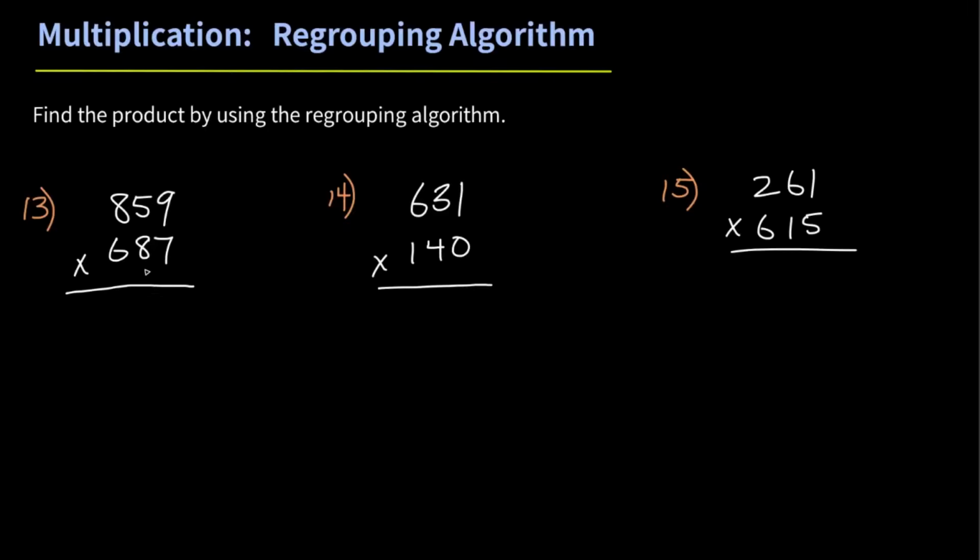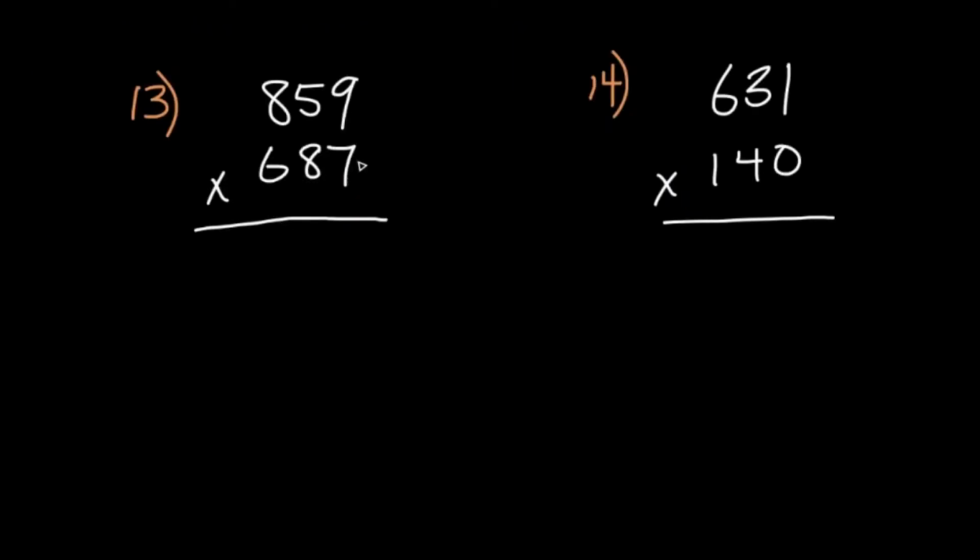Number 13. Now we're into multiplying by 3 digits. So we start off with the ones place. 7 times 9, 63. 7 times 5 is 35, plus 6 is 41. 7 times 8 is 56, plus 4 is 60.